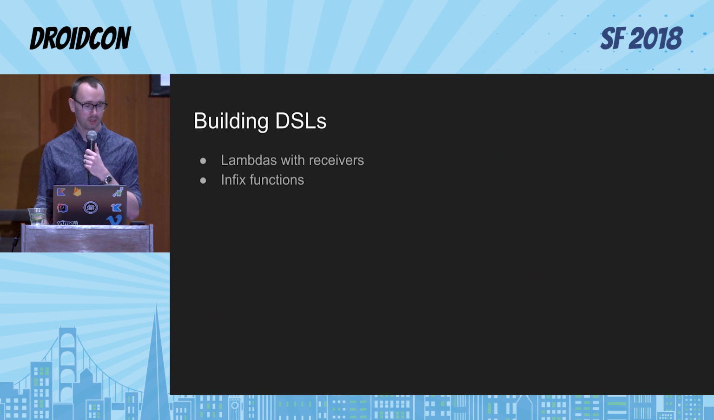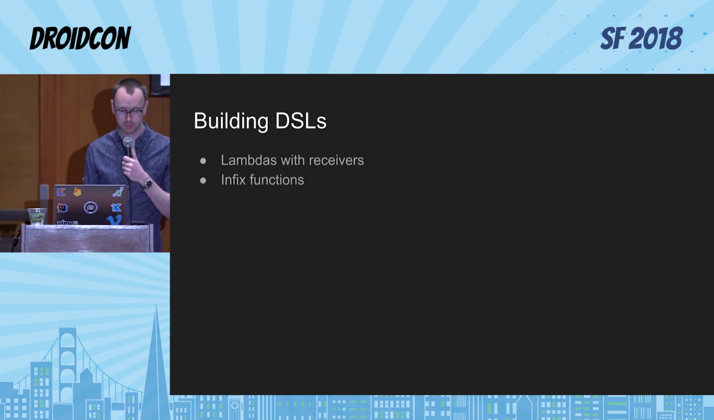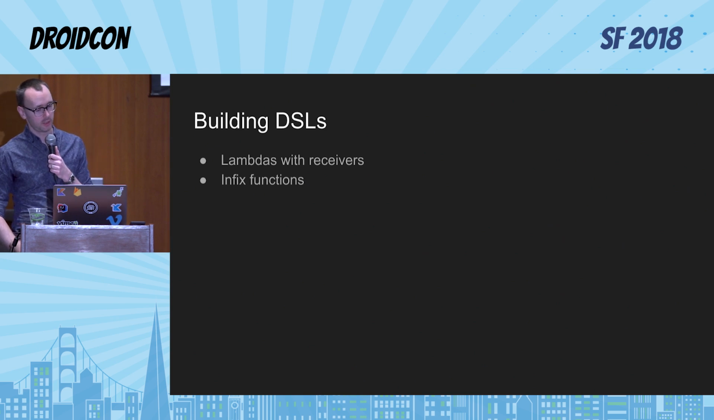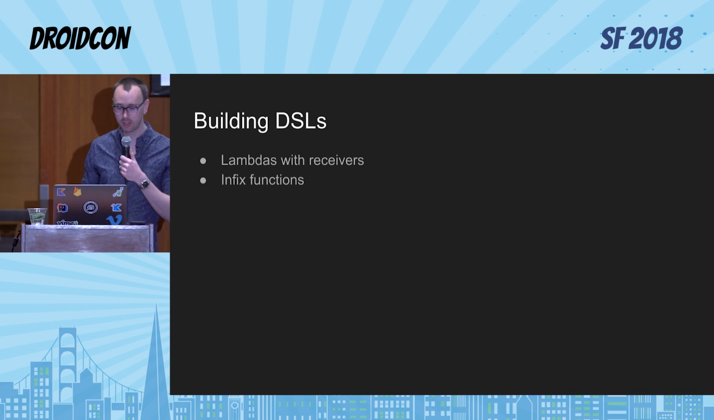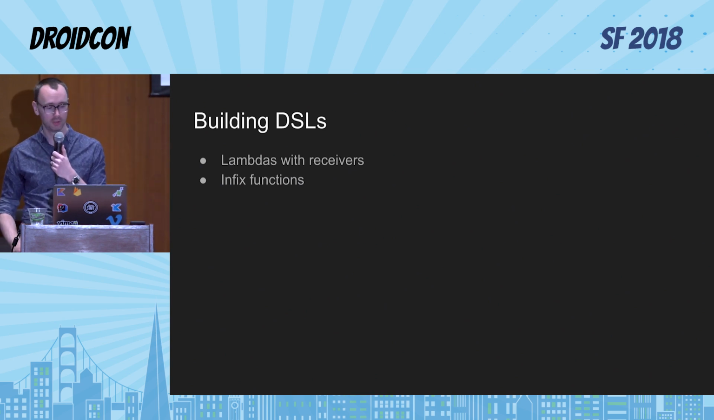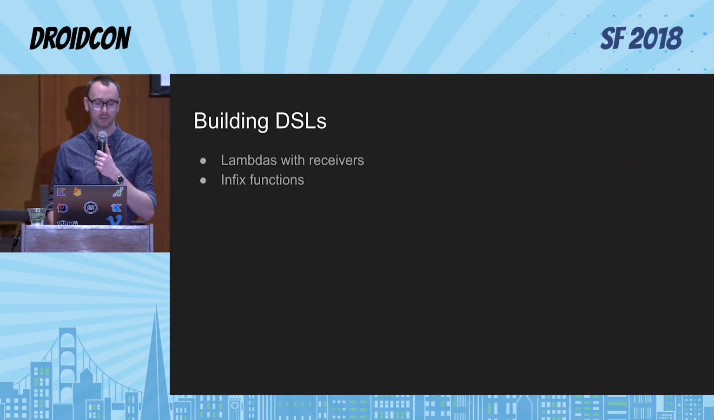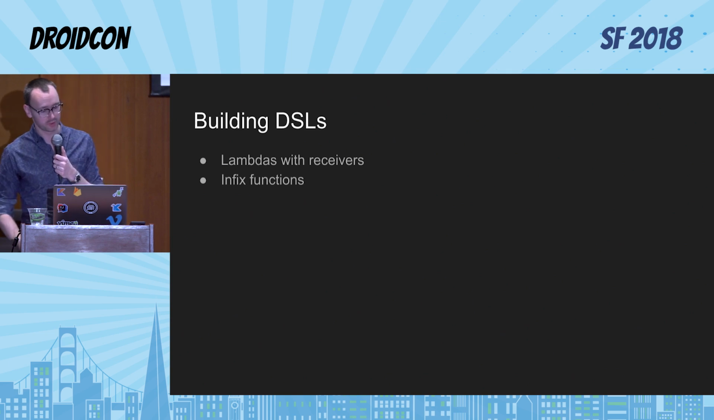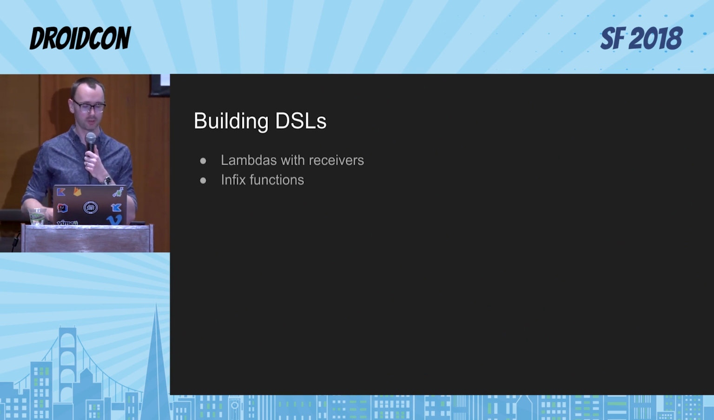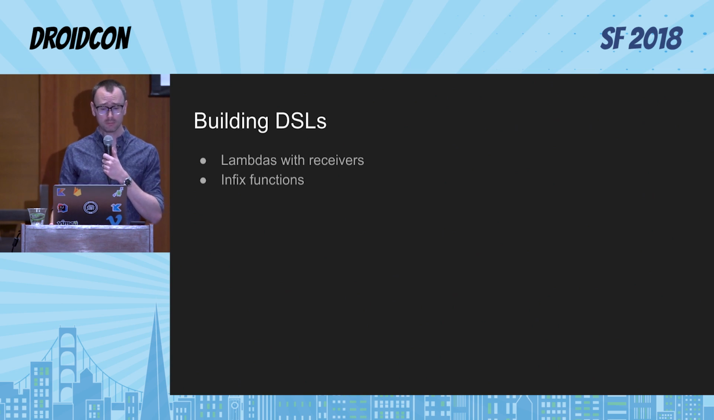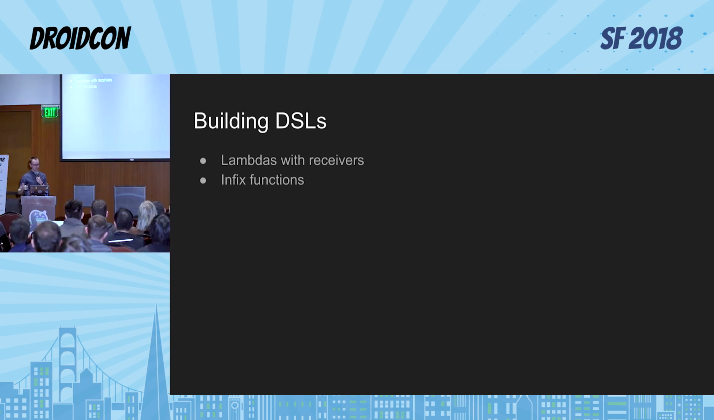All right, the last section of this talk is on building DSLs. So there are really two main features of Kotlin that let you make DSLs easily. And the second one we saw, infix functions. It's like that to operator where you don't need the brackets on things. The other one is something called lambdas with receivers.